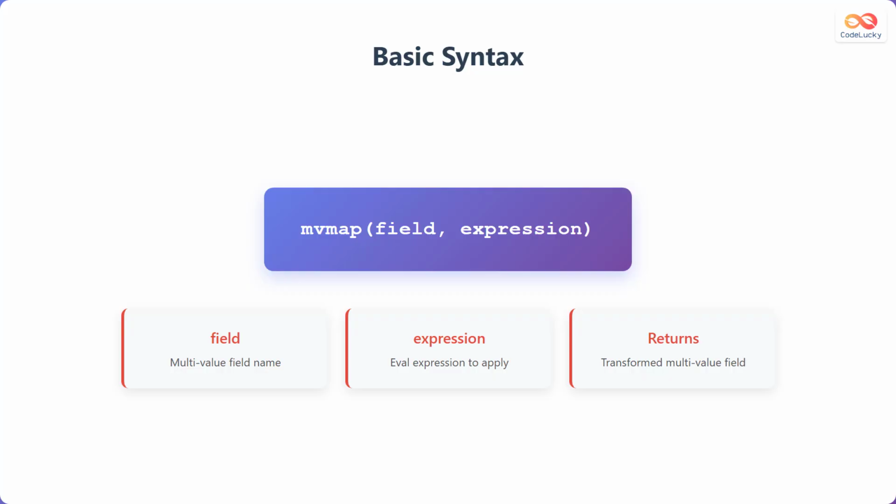The basic syntax for the mvmap command is straightforward. It takes two main parameters, the field name and the expression to apply. The syntax is mvmap, followed by the field parameter which represents the multi-value field name, and the expression parameter which is the eval expression you want to apply to each value. The command returns a transformed multi-value field where each original value has been processed through your specified expression.